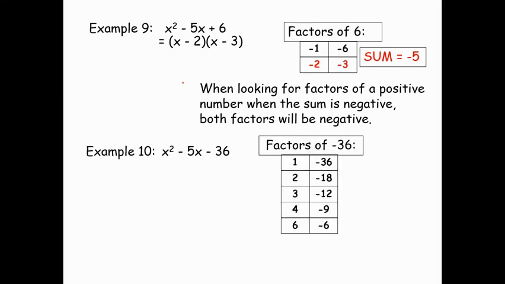What are our factors of a negative 36? We have 1 and negative 36, 2 and negative 18, 3 and negative 12, 4 and negative 9, 6 and negative 6. Which one gives us a sum of negative 5? That's right, 4 and 9.